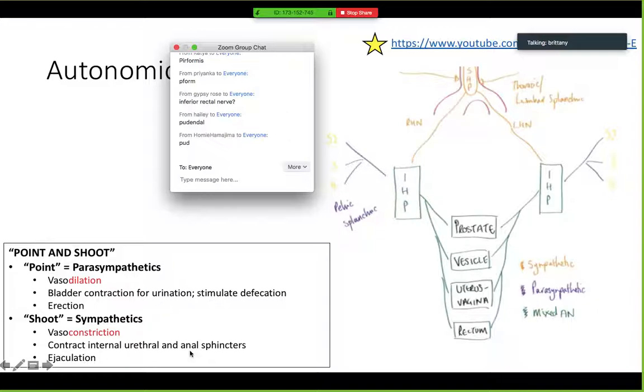Okay, and then this is very, very important. This comes back up several times throughout the year. Point and shoot. Point is referring to parasympathetics, and shoot is referring to sympathetics. In order to point, you need vasodilation, and this is going to aid in an erection. Shoot requires vasoconstriction, and this is aiding in ejaculation. Parasympathetics also help with bladder contraction in order for you to urinate, and also stimulate defecation.